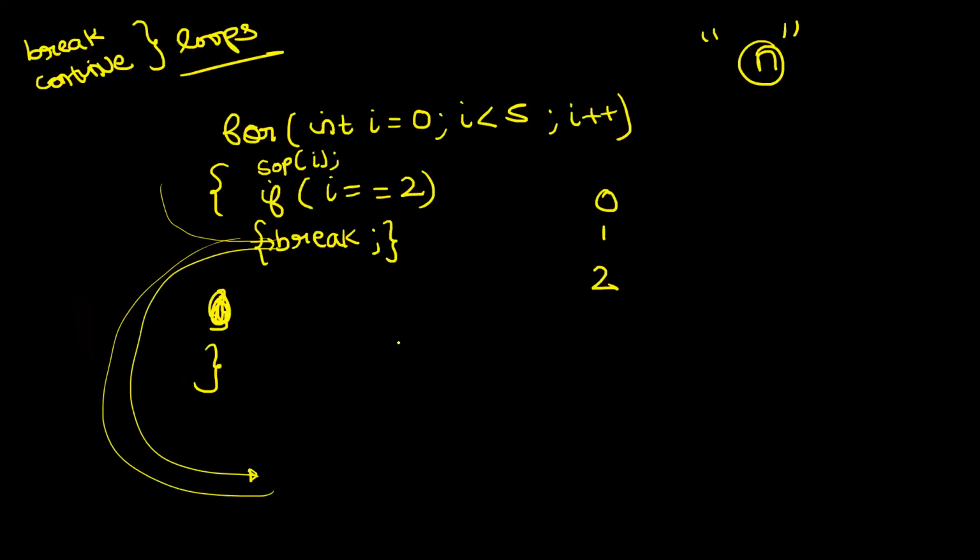See, Dinesh, saying only 0 and 1 will be printed is wrong because I have a print before the if. So for i equal to 2 also, first of all, i will be printed, which is 2. And then I check and then I break. So 0, 1, and 2 all will be printed.